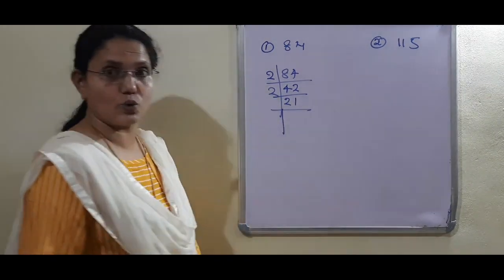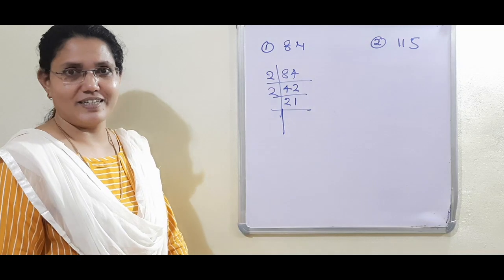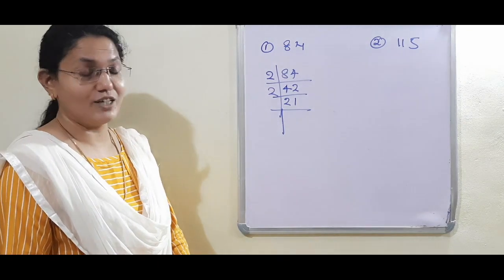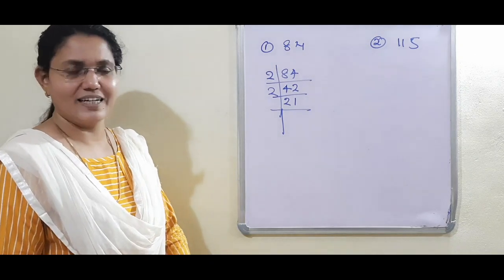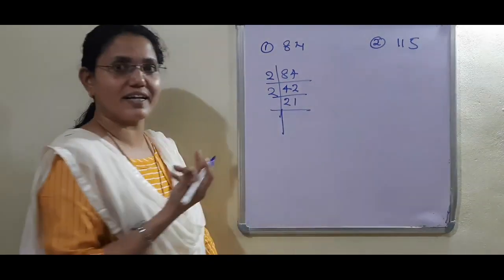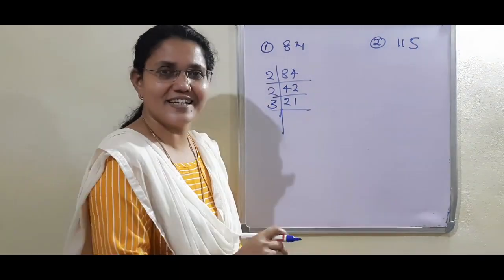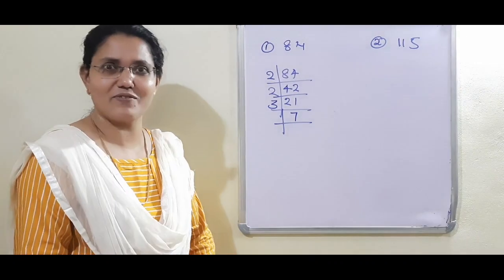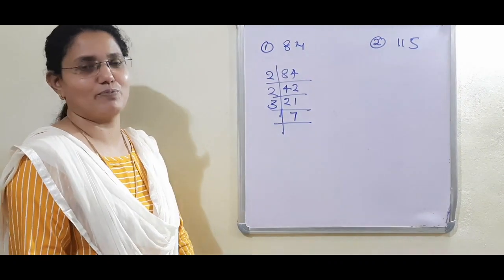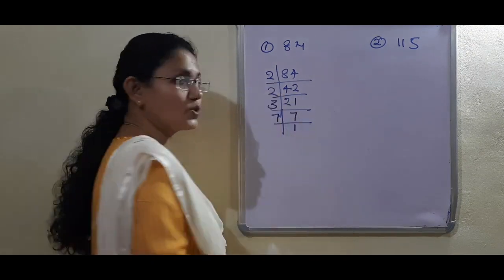Can you divide it by 2? No, because it is an odd number. It is an odd number, so 2 is not a factor. After 2, which is the next prime number? 3. We can check it. 2 plus 1 is 3. Divided by 3, 21 divided by 3 is 7. Again, 7 is a prime number. Prime numbers are divisible by the same prime number only. Therefore, divide by 7. Now, the quotient is 1.